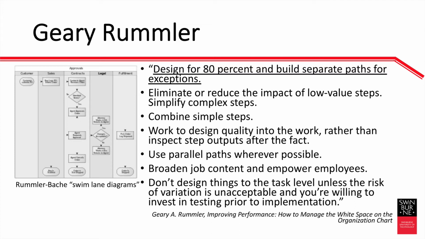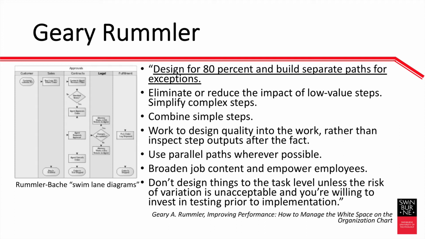His edict was design for 80% and build separate paths for the exceptions. Eliminate or reduce the impact of low-value steps. Simplify complex steps. Combine simple steps into single activities. Work to design quality into the work rather than inspection steps. Use parallel paths wherever possible. Broaden job content and empower employees. And don't design things to the task level unless the risk of variation is unacceptable and you're willing to invest in testing prior to implementation.